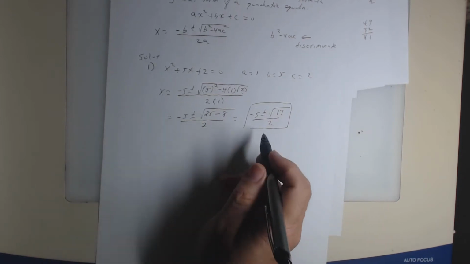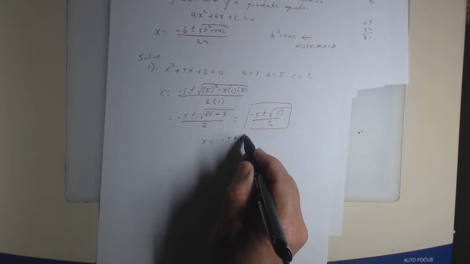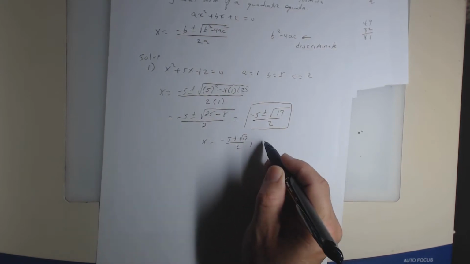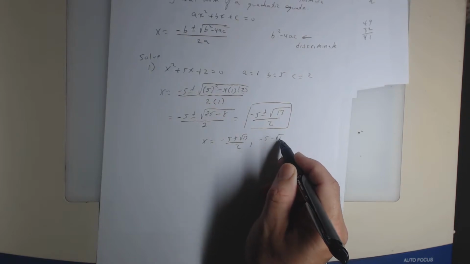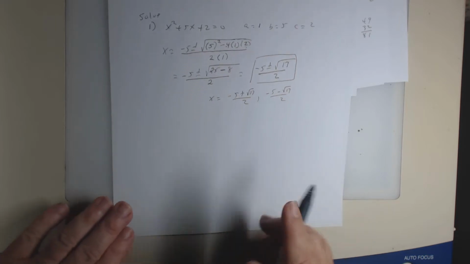Now in my math lab, they're going to ask you to write this as two separate solutions. So you'd say negative 5 plus the square root of 17 over 2, comma, negative 5 minus the square root of 17 over 2. Okay? All right, number 2.